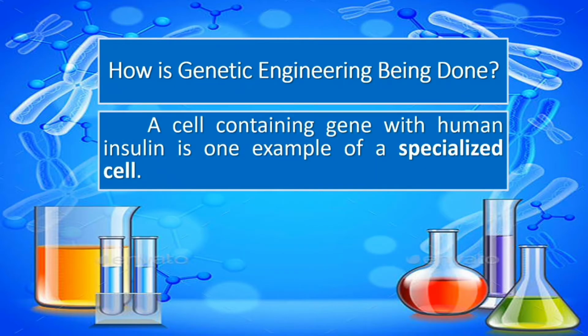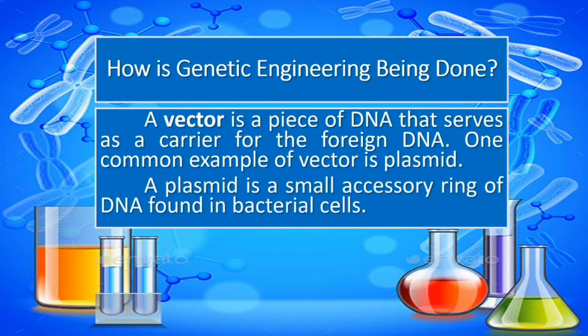A cell containing a gene with human insulin is one example of a specialized cell. A vector is a piece of DNA that serves as a carrier for the foreign DNA. One common example of a vector is a plasmid. A plasmid is a small accessory ring of DNA found in bacterial cells.